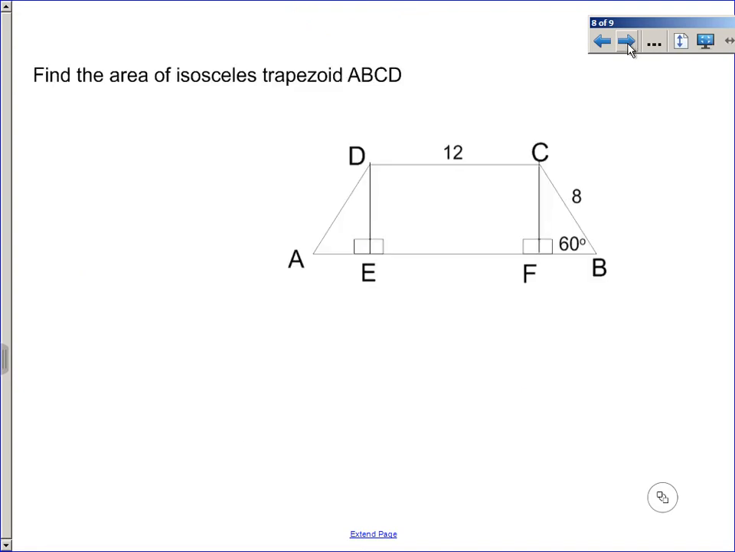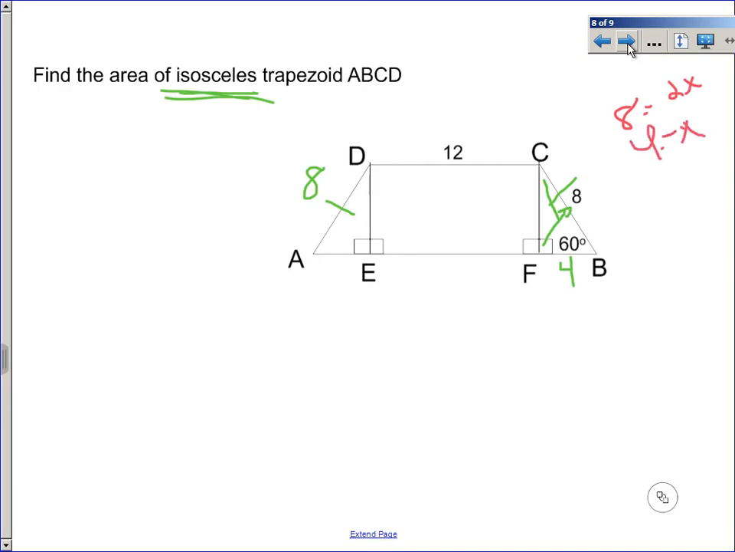So now we need to find the area of an isosceles trapezoid. This is key. It's isosceles, which means that the legs here are congruent. So if this side here is 8, this side here would also be 8. And that matters for purposes of finding our base. So we know it's a 30, 60, 90. Across from the 90 is 2x, so across from the 30, it's going to be 4, because 8 equals 2x, so x equals 4.